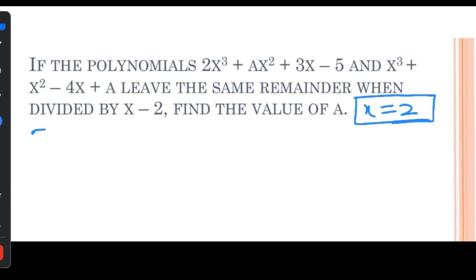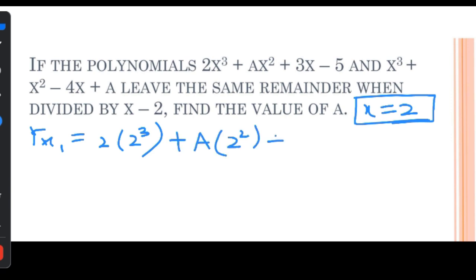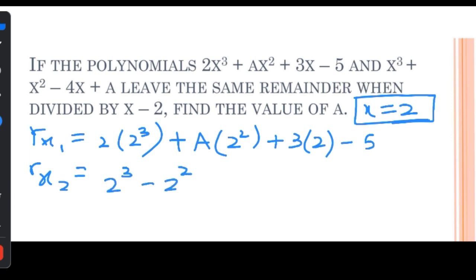तो रिमाइंडर ऑफ f(x1) क्या होगा, 2 इंटू 2 क्यूब प्लस a इंटू 2 स्क्वायर प्लस 3 इंटू 2 − 5। Remainder of f(x2) is 2 to the power 3 minus 2 to the power 2 plus 2 to the power 2 minus 4x, right? And x का वैल्यू 2 था, so 4x का मतलब 8, right?